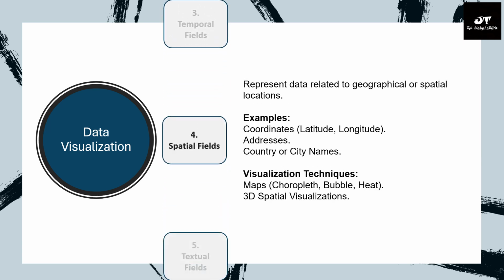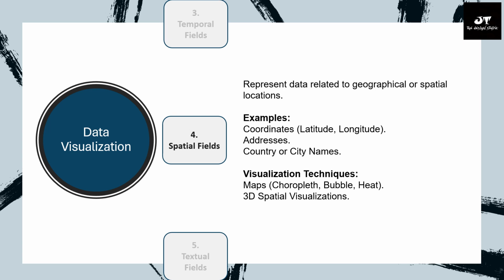Spatial fields represent geographical or spatial data, allowing users to analyze and visualize location-based trends. This data type includes coordinates, such as latitude and longitude, addresses, and geographical divisions such as country or city names. Spatial fields are commonly used in mapping applications, urban planning, and logistics.